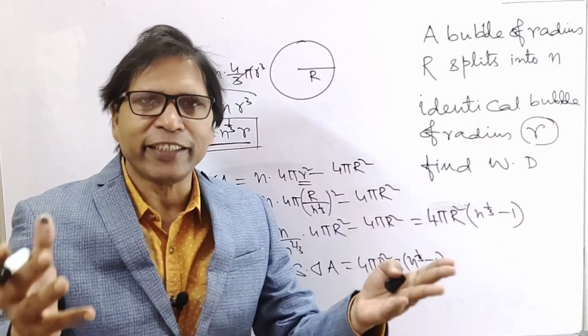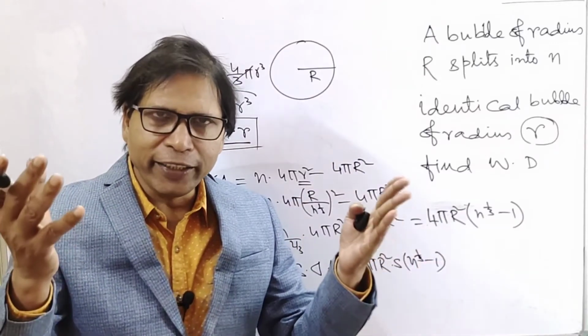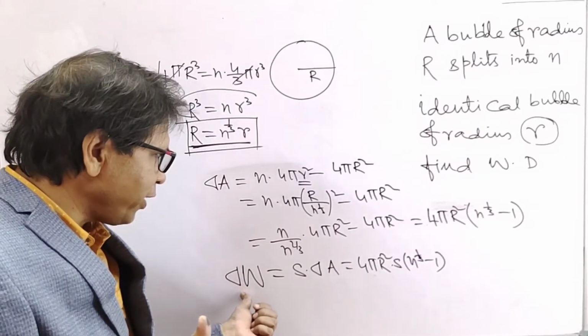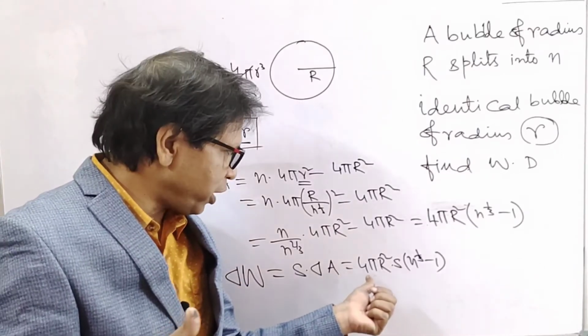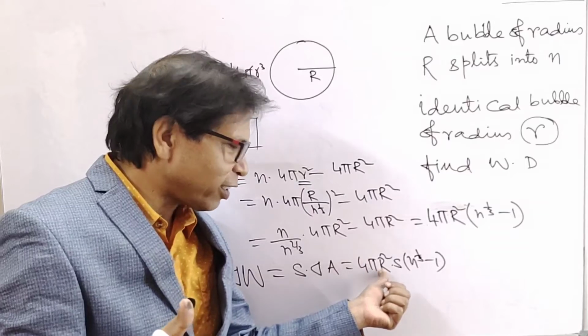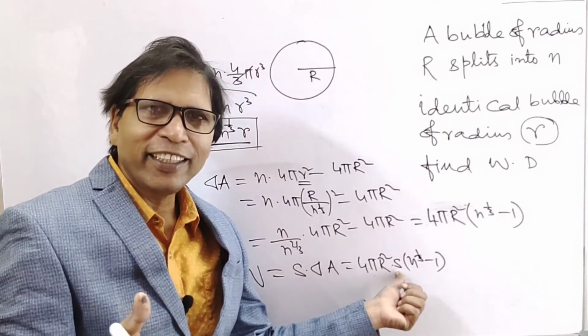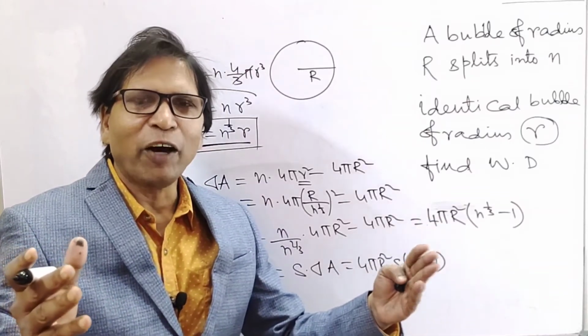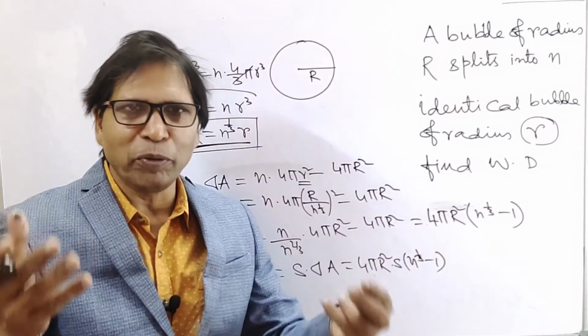Therefore, the energy released is the same as this. So the amount of energy released in the reverse process is 4πR²S(n^(1/3) − 1). Okay, now I will be solving two numericals.